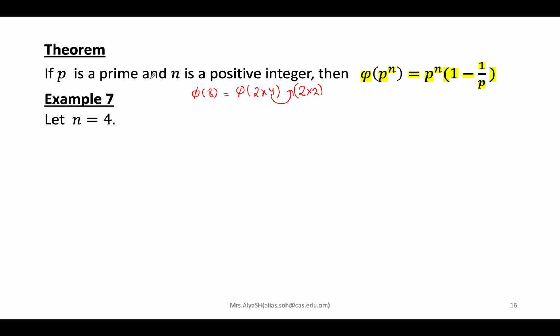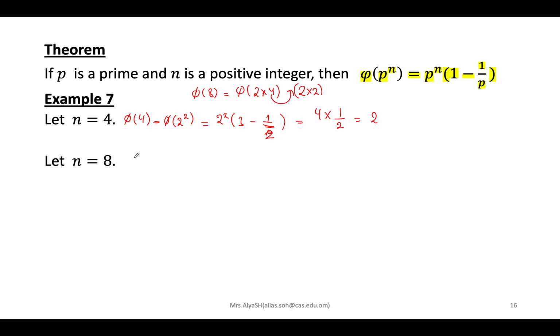How so? Let's suppose I have n equal 4. Then I can find the phi of 4 by using the following formula. So here we got phi 4 equals phi of 2 squared. Now phi of 2 squared equals 2 squared times (1 minus 1 over 2), which is 4 times 1 over 2, and here we got 2.